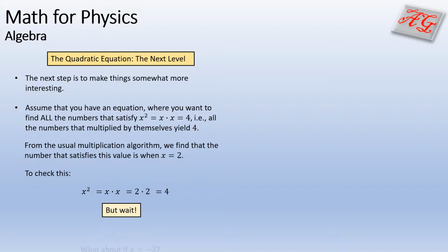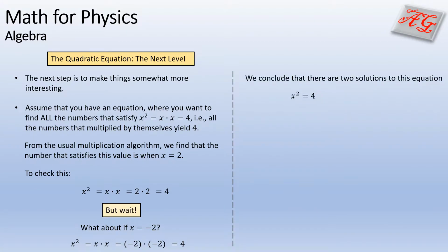But wait, what if x equals minus 2? You can replace this value in the equation, and again, using the laws of multiplication, you determine that minus 2 squared is also 4. Thus, we conclude that the values that satisfy the equation x squared equals 4 are plus and minus 2. So notice that quadratic equations can yield 2 values, whereas a linear equation only gave us one solution.